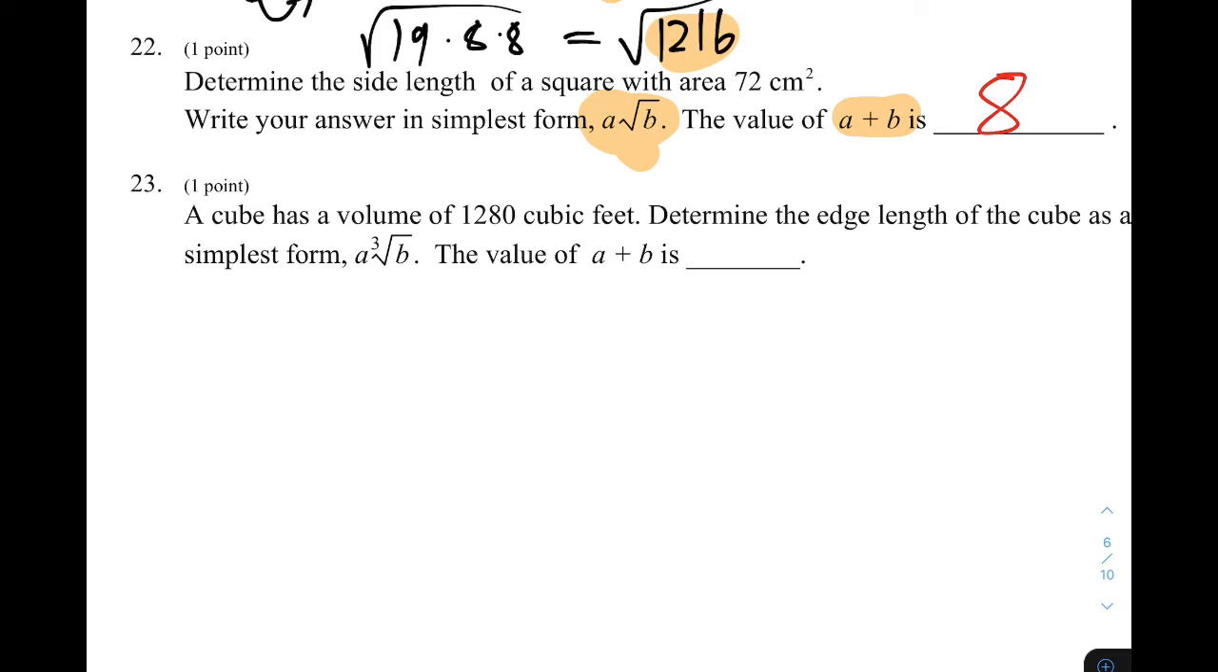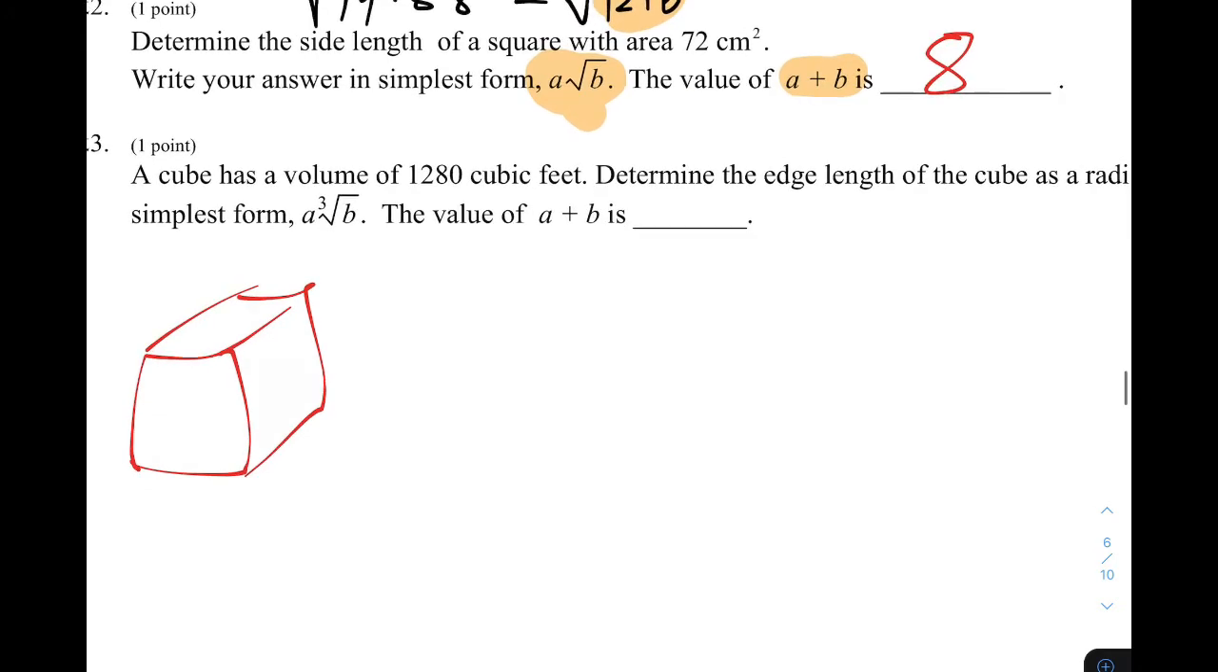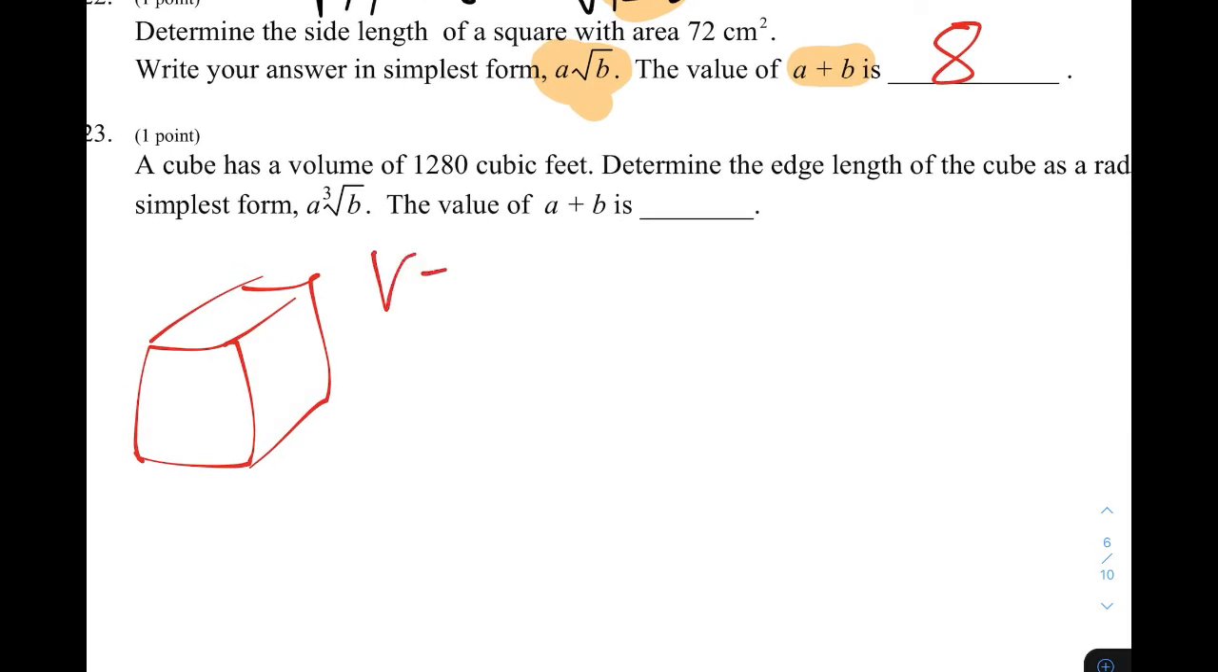Now we have a cube with a volume of 1280 cubic feet. Determine the edge length of the cube as a radical in simplest form. So the volume of the cube is the same thing as taking the length times the width times the height, but they're all the same because it's a cube. So that's one side cubed. If I'm looking for just the side, I would want to take the cube root to undo that. So if I take the cube root of s cubed, that's just s. That's why I did that step.